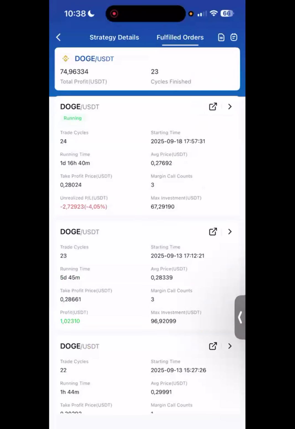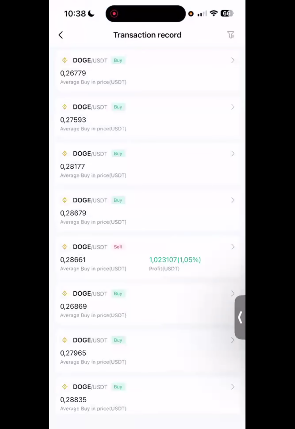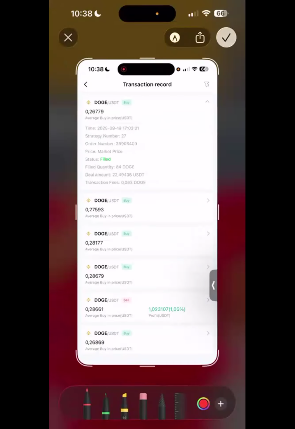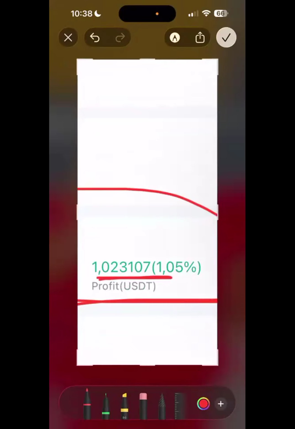Now let's move out from the log and go to the transaction record. That is the hanging calendar. So the transaction record, this is where you'll be able to see the quantity it bought for you, the deal amount, that is the amount it used in purchasing. You would see all the details. If it's a sale, you will see the average price it sold at, then the profit it gave you.